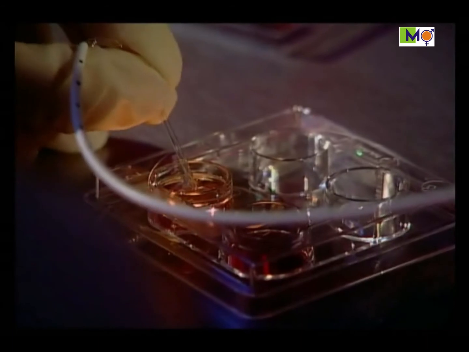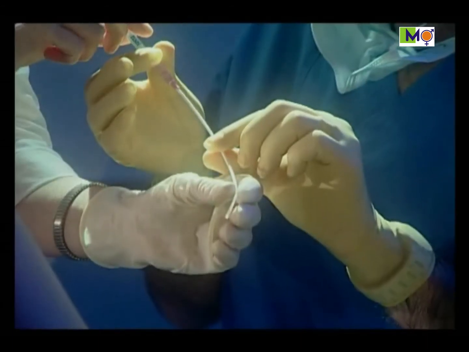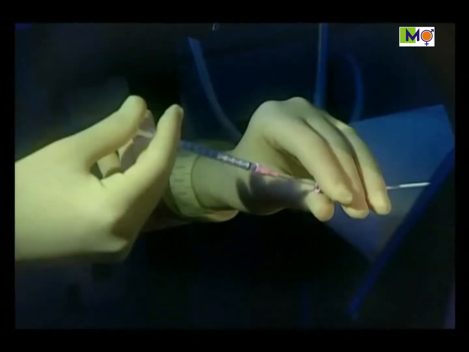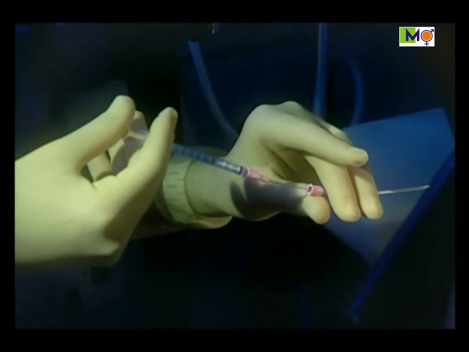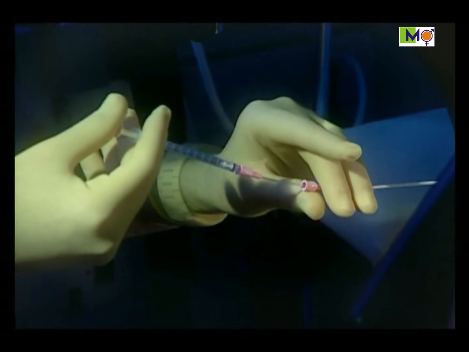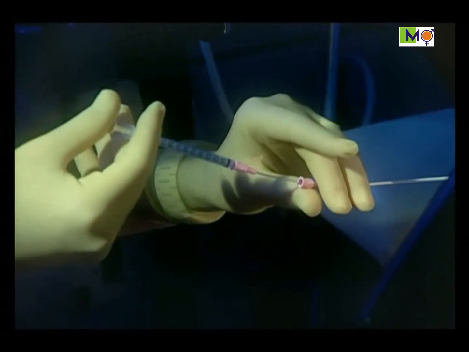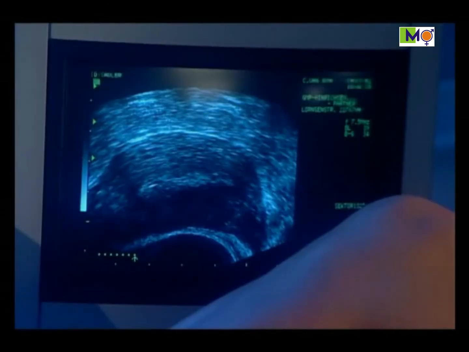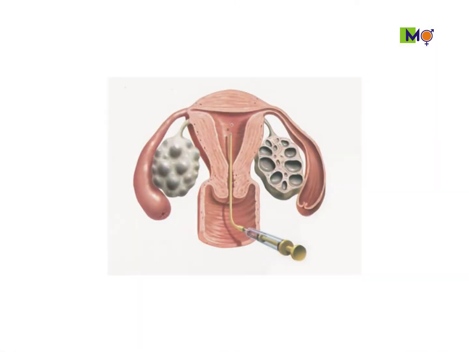Once the eggs are fertilized, they start dividing and form 4-cell embryos by day 2 and 8-cell embryos by day 3. The embryos are selected based on the pace of growth and appearance of the cells. The best embryos are loaded in a thin catheter and gently transferred to the womb under ultrasound guidance. This procedure usually does not require general anesthesia.